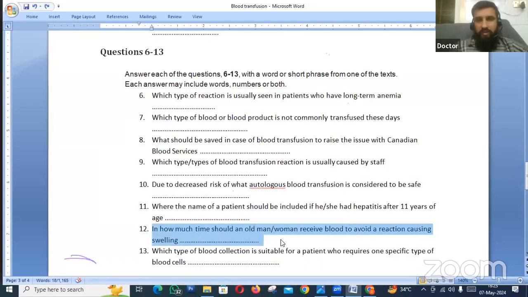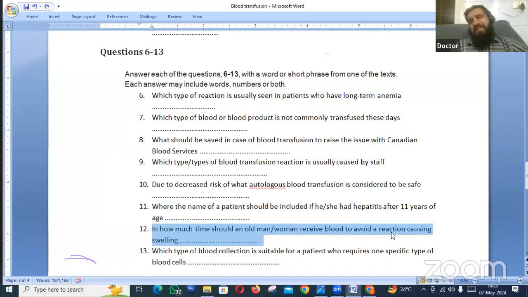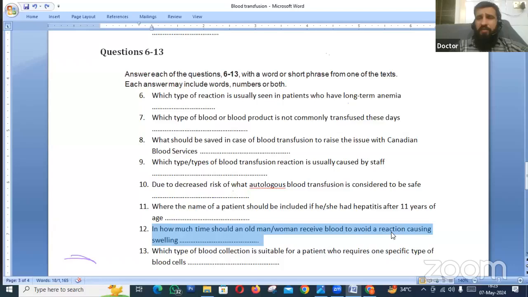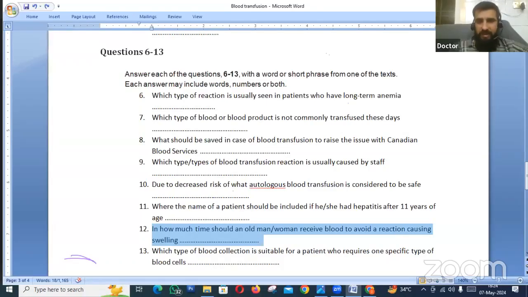How much time should an old man or woman receive blood to avoid a reaction? In which text are they talking about reactions? In text A, they are talking about overall transfusion. We give parts of blood, and at the end they are talking about autologous. Then they have types of collections. That is not possible to find the answer here. In C, they're talking about reactions. In D, they're talking about safe screening. So where is it possible to find the answer for this question? C. Very good, excellent.